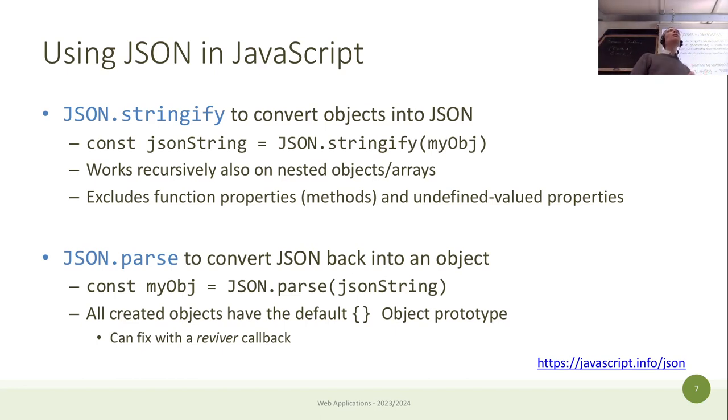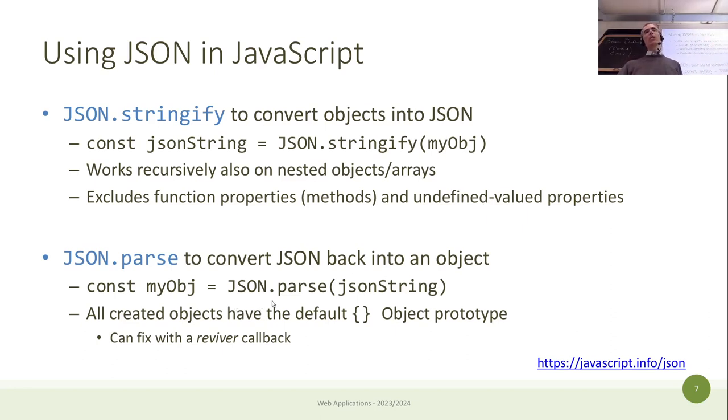Of course, it cannot handle functions. There's nothing to do if you have a reference to a function. There's nothing you can do to express a function in JSON. It doesn't take the function call. Just ignore functions, and undefined properties. You can do both the object to string conversion and the opposite, string to object conversion.